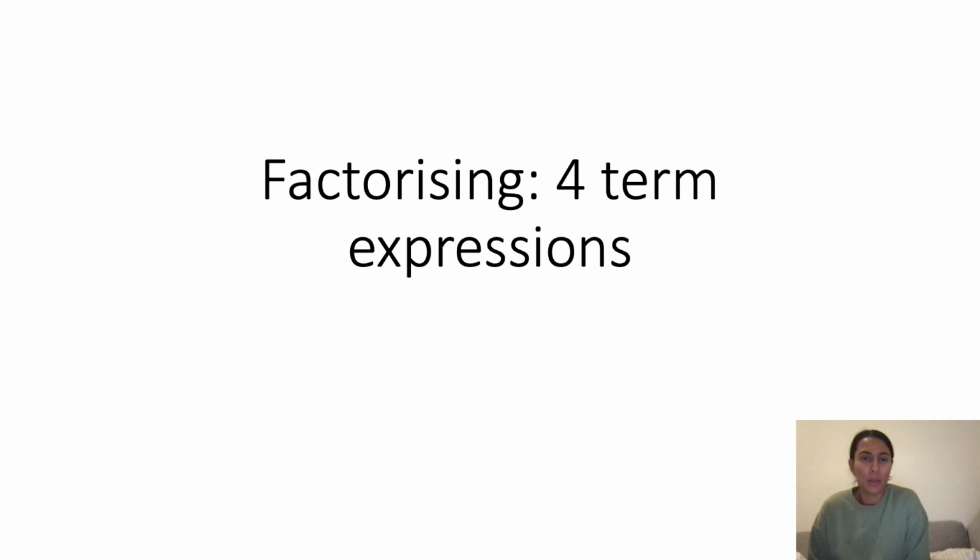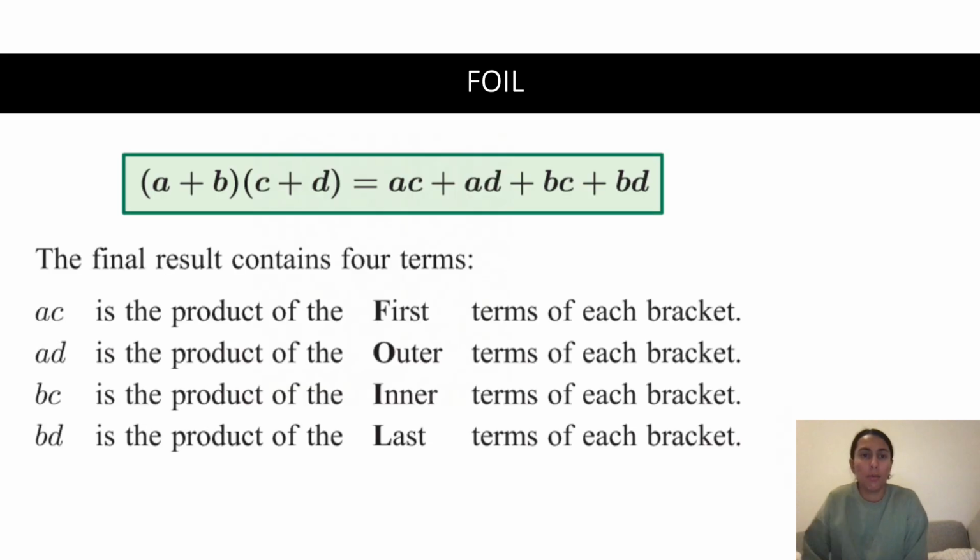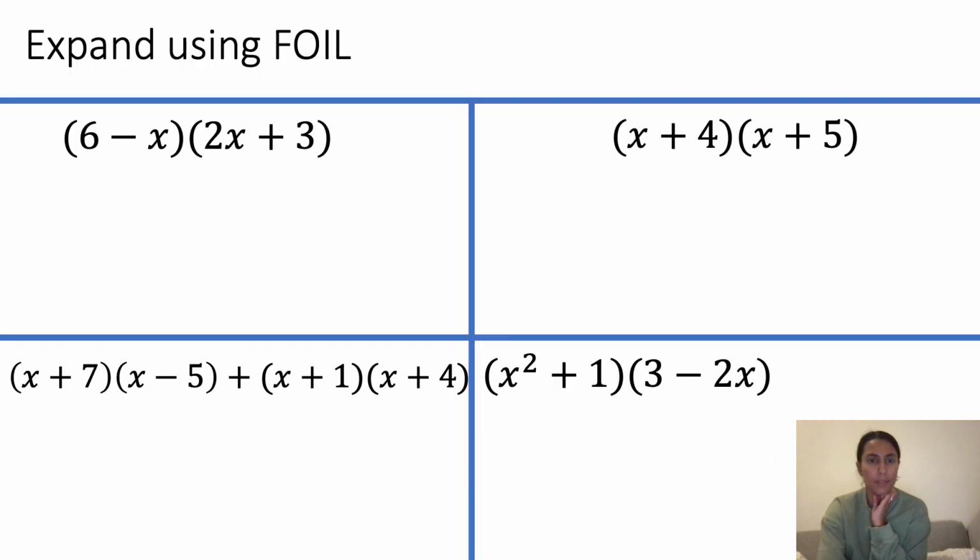Today I'm going to be talking to you about factorising with four-term expressions. Before we go into that, we're going to do a bit of a revision, a bit of a review on FOIL. This was an expanding rule that we learned, and remember it stands for firsts, outers, inners and lasts. So we will go through an example here.